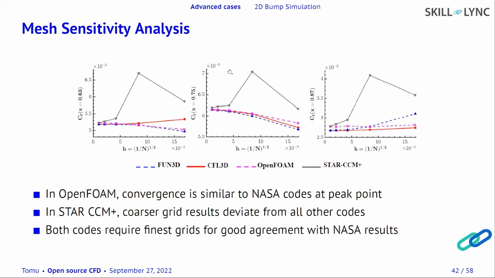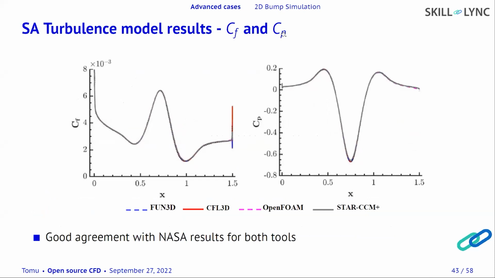So this is the CF and CP. CP you might have already known, like it is mentioned in the previous case. Same CP only, coefficient of pressure. So those values are plotted here. Here you can see all the codes show similar results. So there is a good agreement with NASA results.